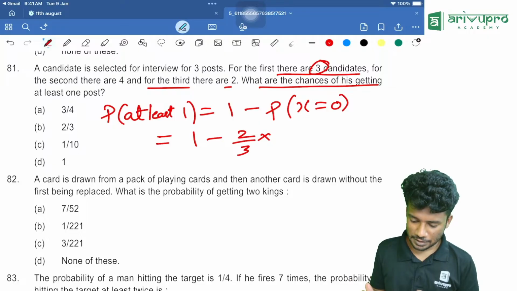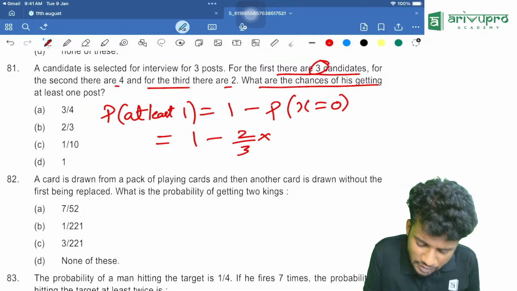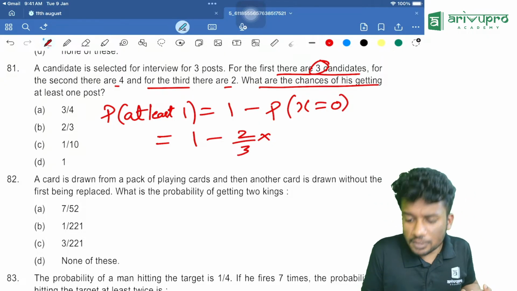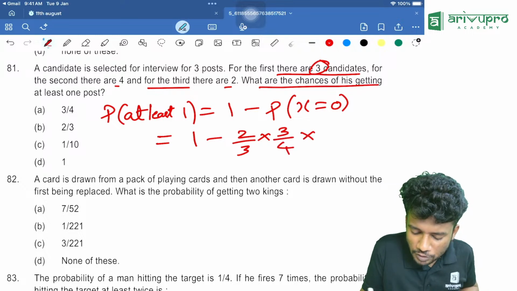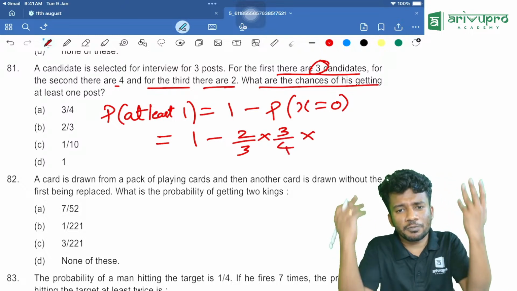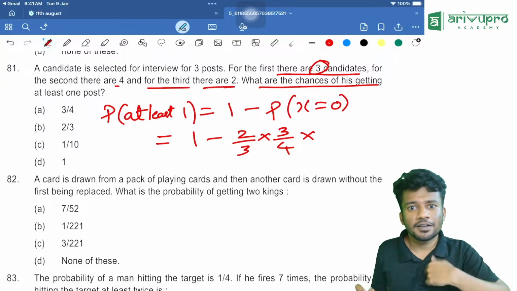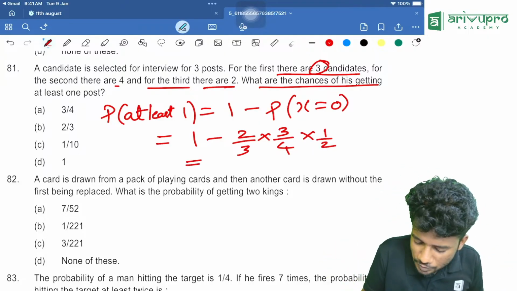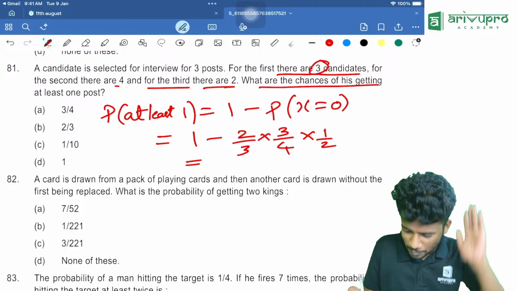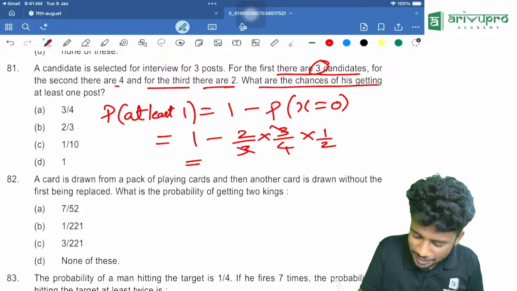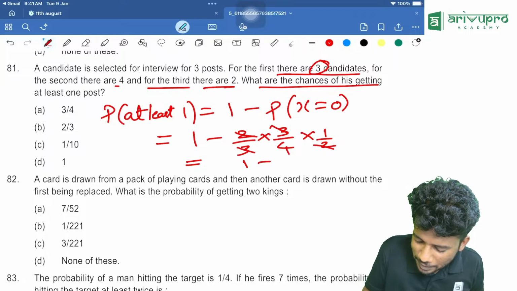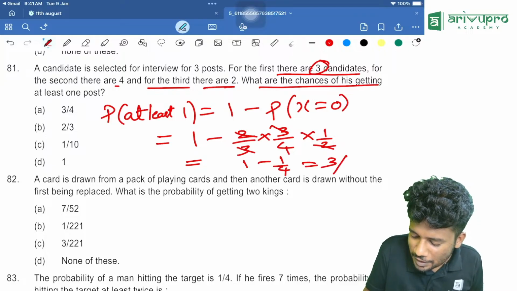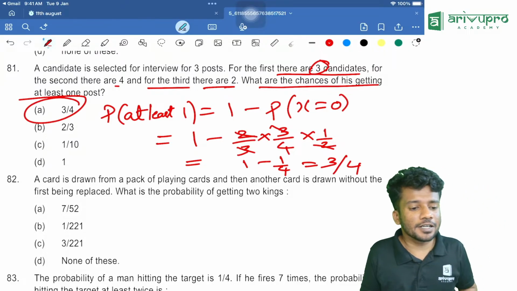In the second case, there are 4 vacancies and me not getting the job means 3 by 4, into. Finally, in the third case, only 2 are there. I am so unlucky in that case. That means my chance of not getting it is 1 by 2. Now just use LCM or calculator, whatever method you are comfortable with, or cancel it. You will get the answer. That is 1 minus 1 by 4. Answer is nothing but 3 by 4. Option A is your answer.